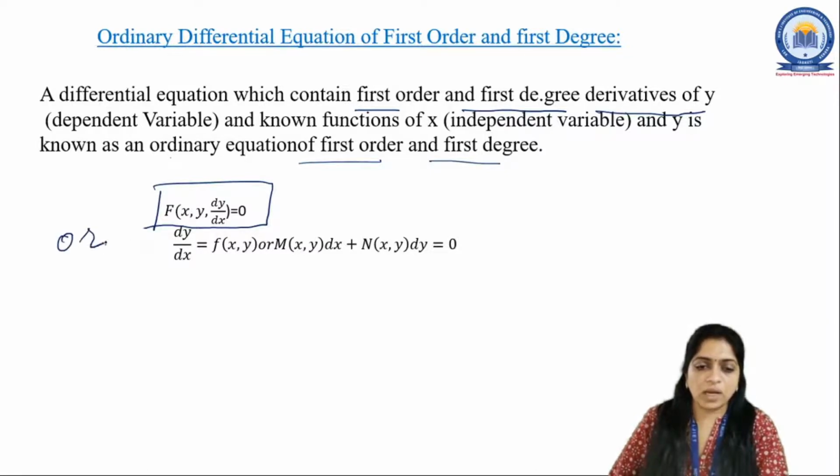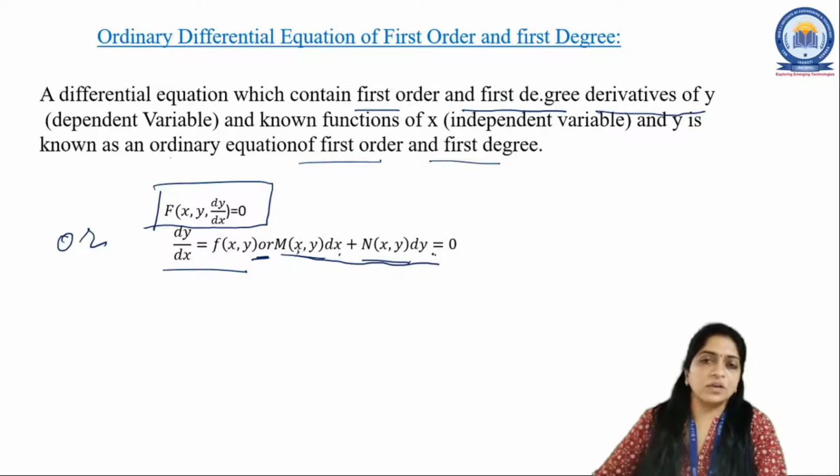We can also write the first order and first degree differential equation as dy by dx equal to f of x, y, or M(x, y) dx plus N(x, y) dy equal to 0, where M is a function of x and y, and N is again a function of x and y. So these are the different forms with which you can represent your first order ordinary differential equation.